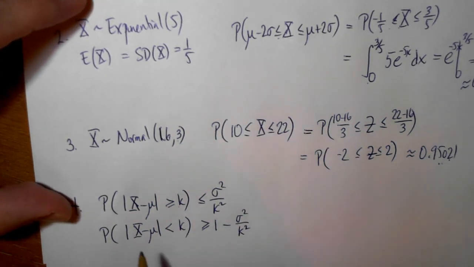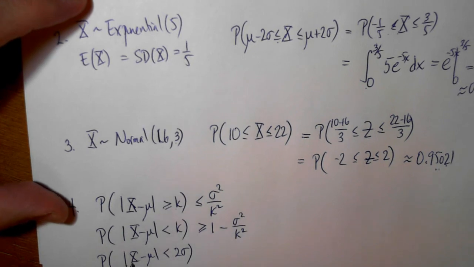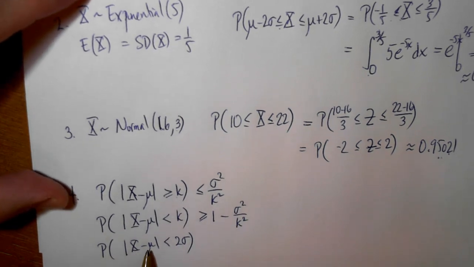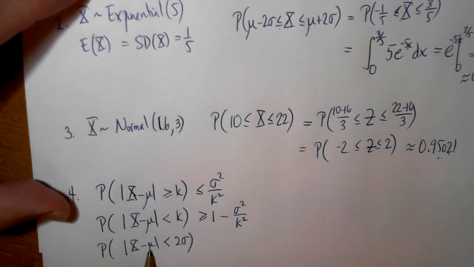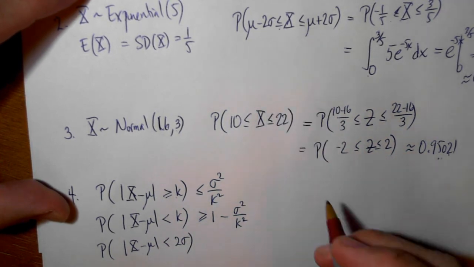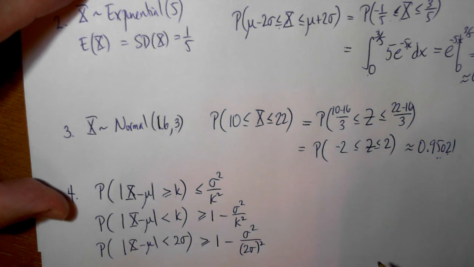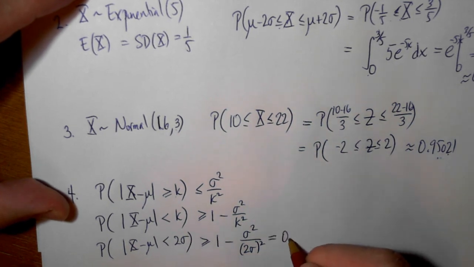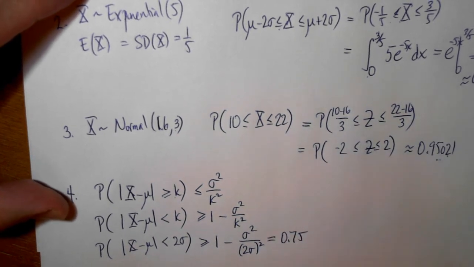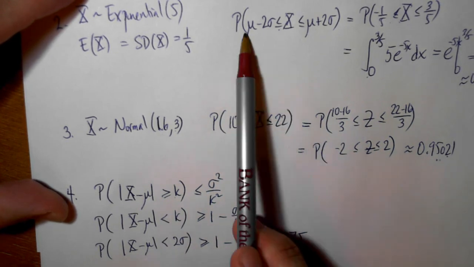Okay, so in place of k, let me replace k by 2 sigma. So let's find the probability that x is within 2 sigma of mu, which is exactly the same thing as this here, except for the equal signs. This must be greater than or equal to 1 minus sigma squared over 2 sigma squared. And that simplifies to be equal to 0.75. So according to Chebyshev's inequality, that is the smallest possible value for this probability.